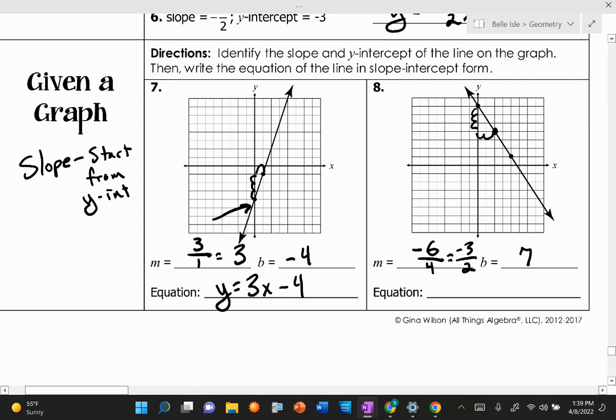Okay. Like I said, just be careful. My suggestion to you, if I could force you to do this, I would. But my suggestion to you is, if they give you 2 points, use those 2 points. Okay. Don't assume that it also goes through another grid point. Okay. So what's your equation on this?